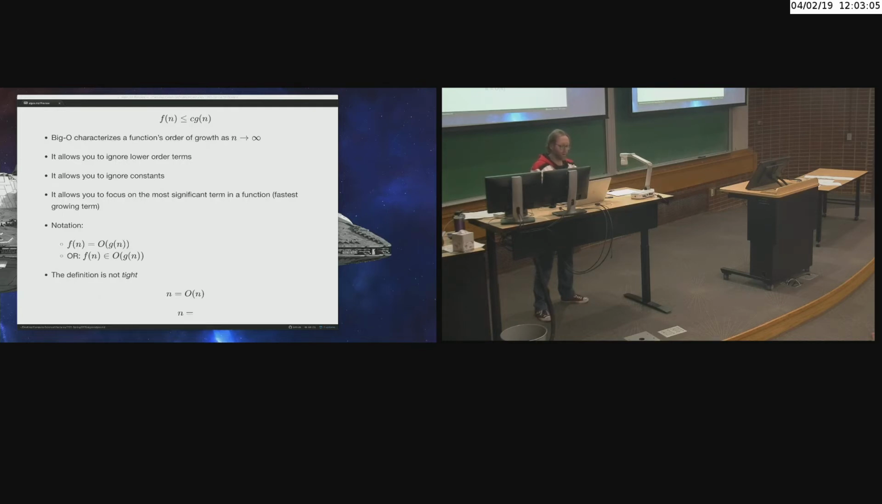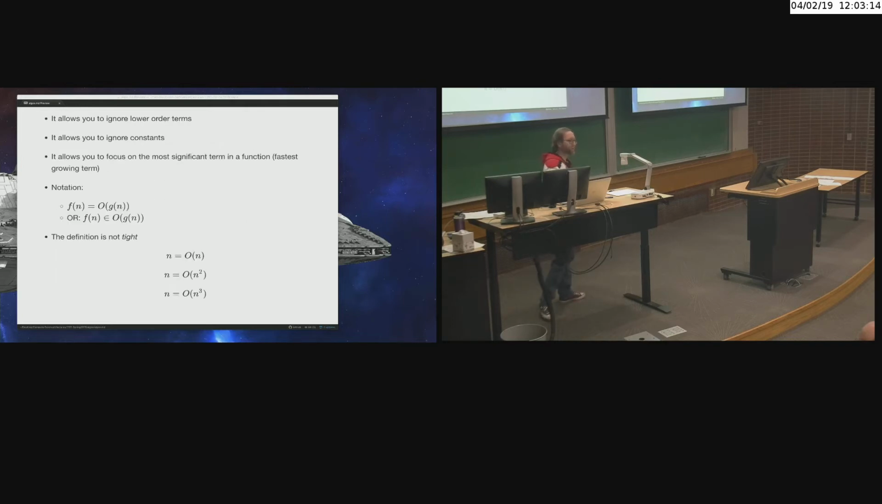n is big O of n squared. Right? Also, another thing that you can write is n is big O of n cubed. Those are all true. It's not tight. Remember, in the definition, it's less than or equal to.